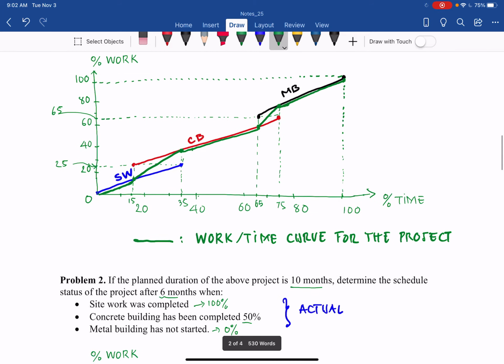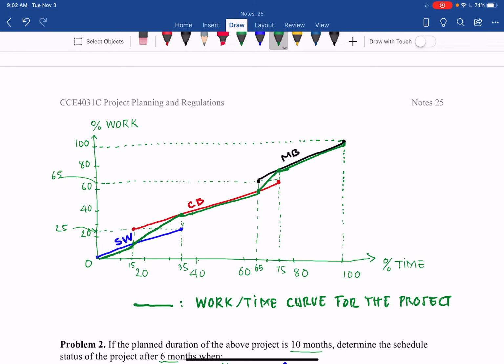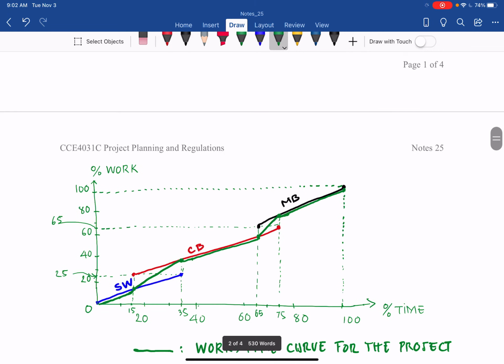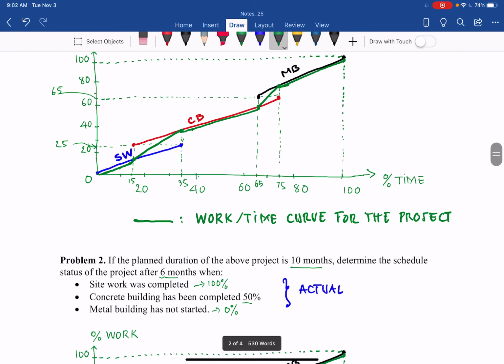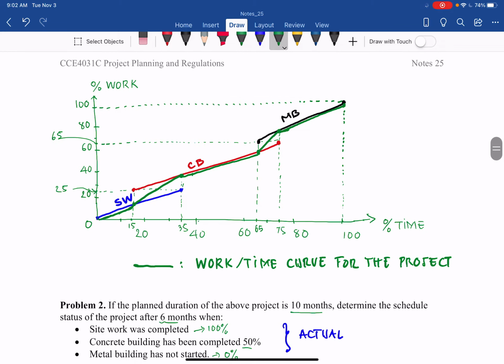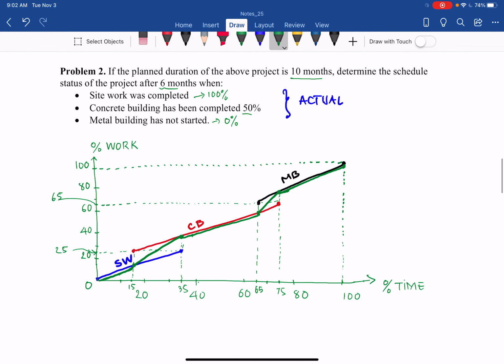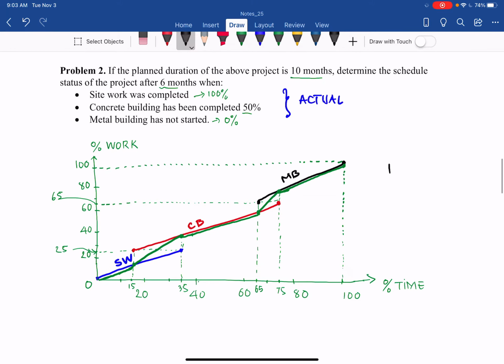The plan is based on problem 1, where we already drew the work-time relationship. And now we move to problem 2. I copied exactly the same curve from problem 1 down here so that we can demonstrate the work for problem 2. So with that, the planned duration of the project is 10 months. So what does that mean? As you can see, 100% time is now equal to 10 months for this project.